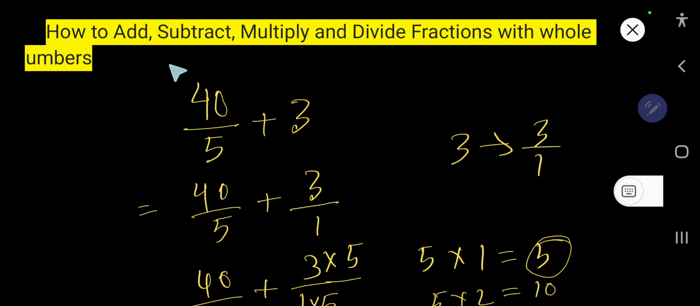So from this example, now you know how to add, subtract, multiply, and divide fractions with whole numbers.